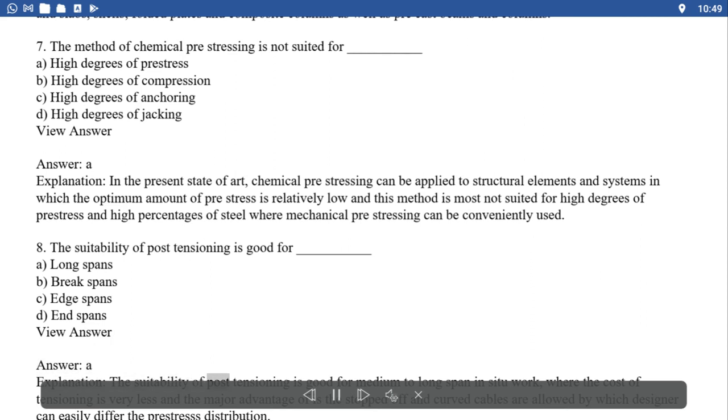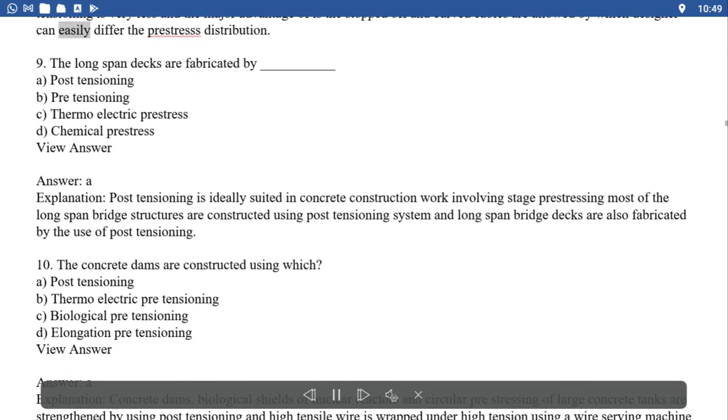The suitability of post-tensioning is good for medium to long span in situ work, where the cost of tensioning is very less, and the major advantage is that stopped-off and curved cables are allowed, by which the designer can easily vary the pre-stress distribution.